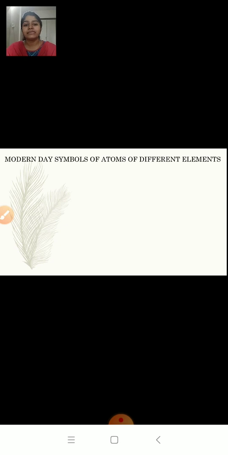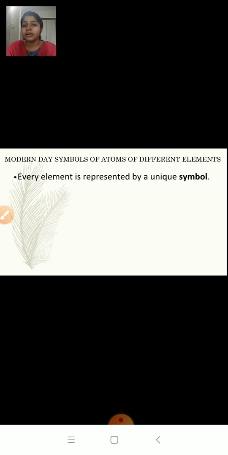Modern day symbols of atoms of different elements. Now there are 118 elements around us. So it is difficult to learn and remember the names of the elements. So every element is represented by a unique symbol.